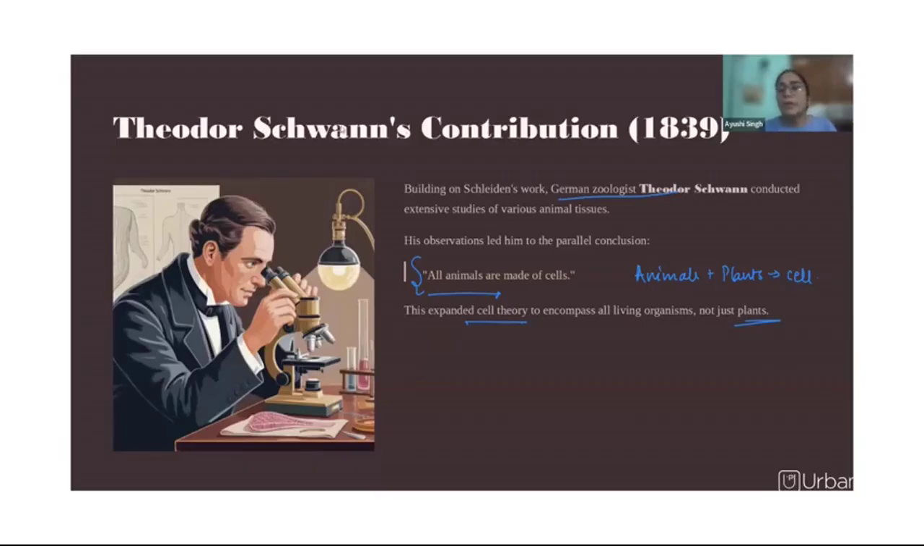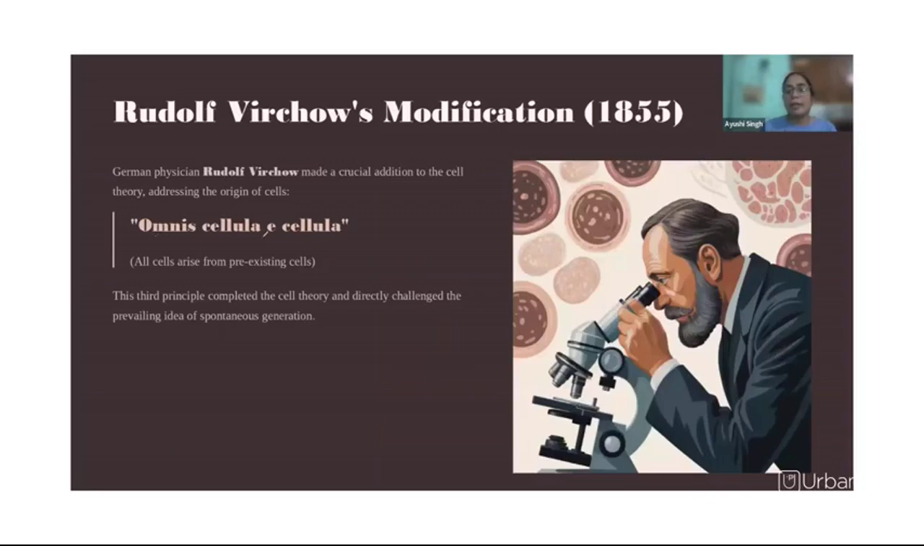Now Rudolf Virchow stated one statement: Omnis cellula e cellula. Sometimes they might ask you this statement, sometimes they might ask who said this. That is Rudolf Virchow. The meaning of this statement is that all cells arise from pre-existing cells. So do not forget it. This was the third principle, and that is how the cell theory was completed.